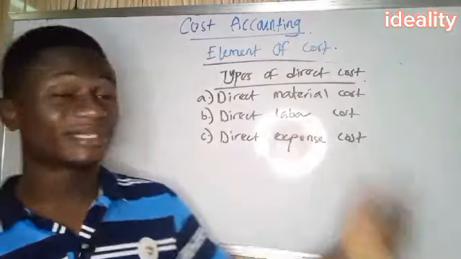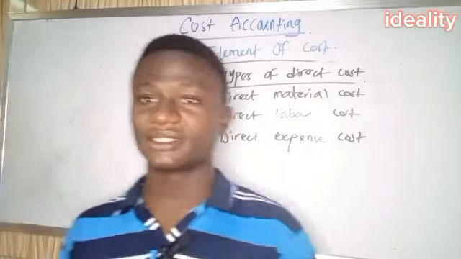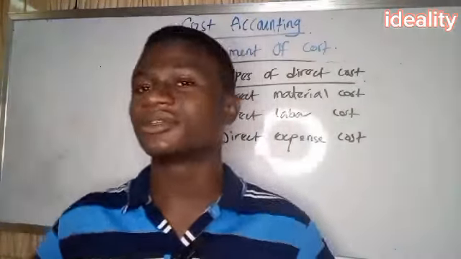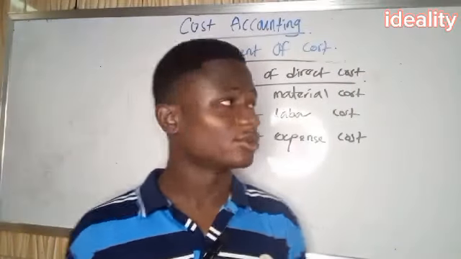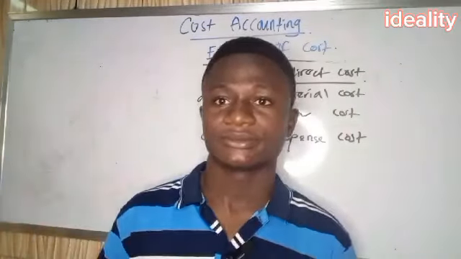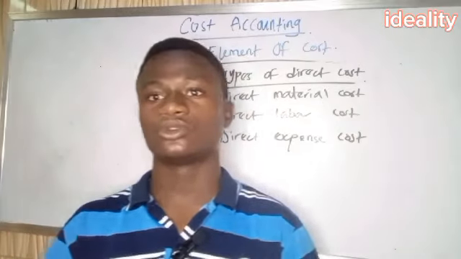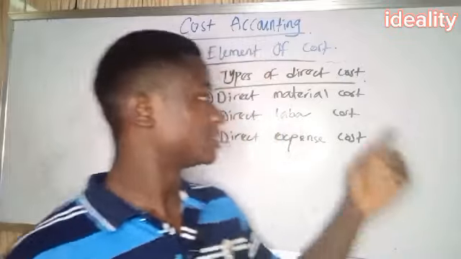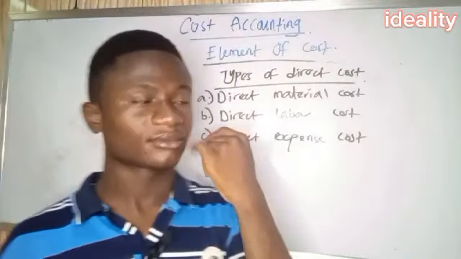So what do we mean by direct material costs? Like I said earlier, direct material costs are materials that are bought for a particular thing. You cannot use them for another thing. So I gave you an example of the gas I bought, that I can only sell it. I cannot use it for any other thing. That is a direct material cost.